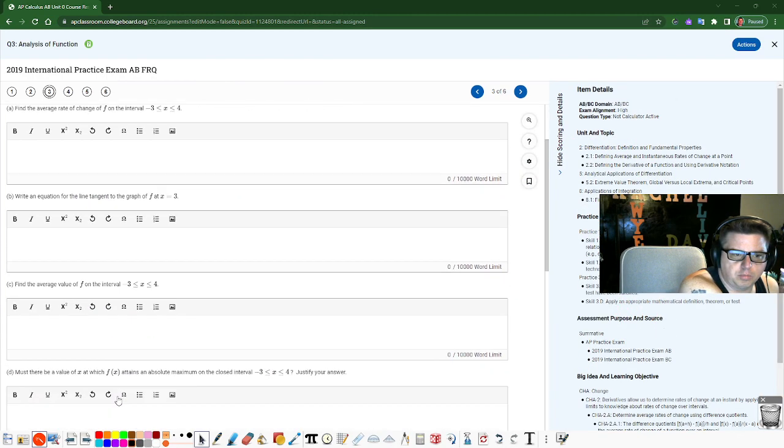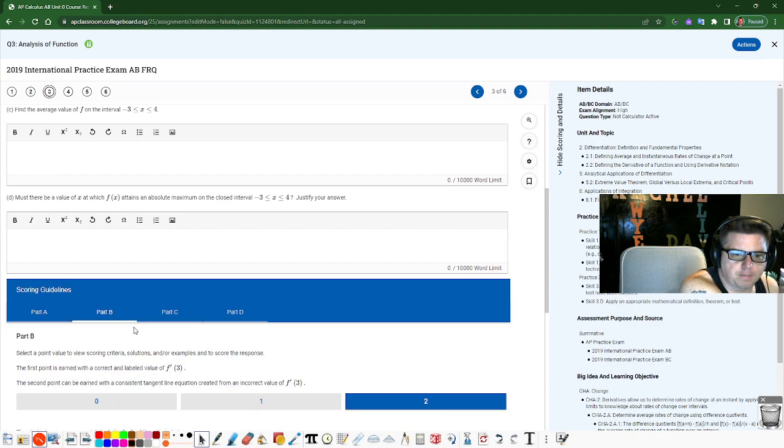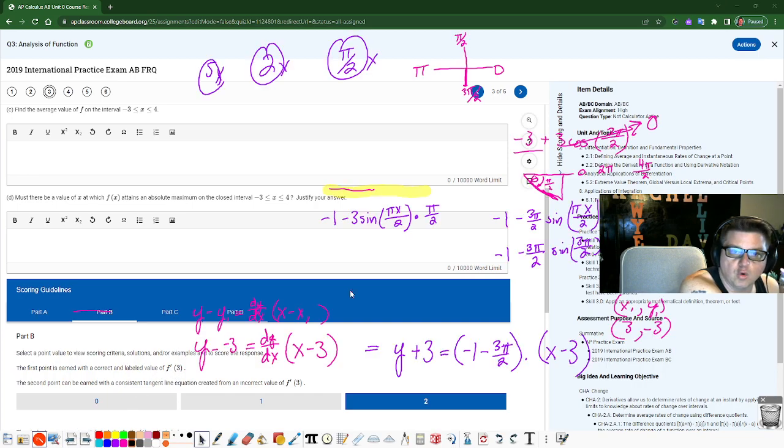But I hope, fingers crossed, we did okay. So select a point value, earning, or examples response. First point is earned with a correct and labeled value of f prime equals 3.